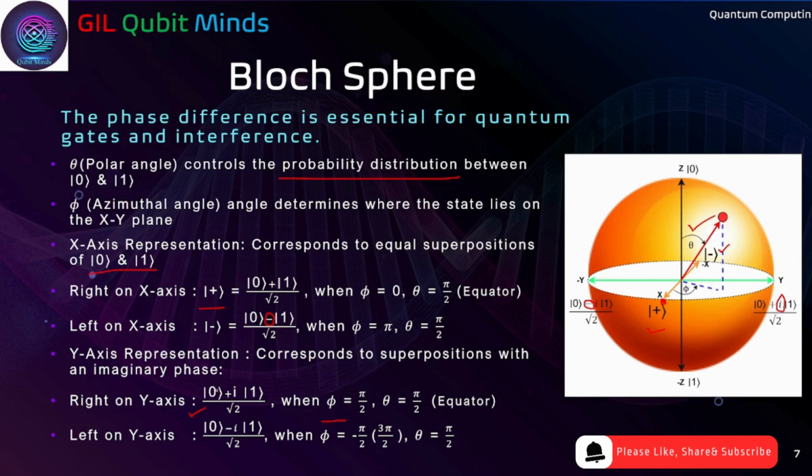So it will be on the y-axis. If it is minus, meaning minus pi by 2 or 3 pi by 2, and theta is 90 degrees, then it will lie on the y-axis.